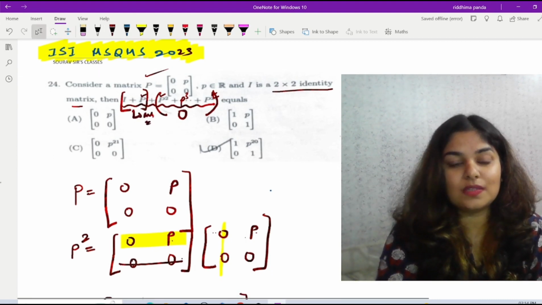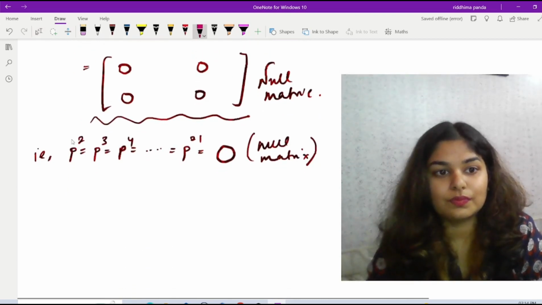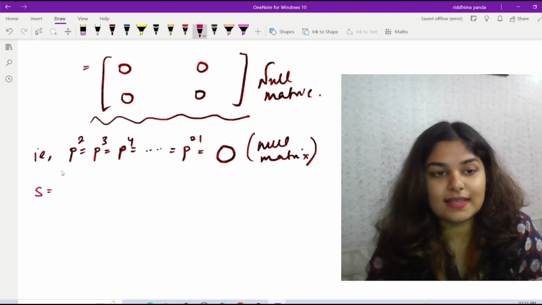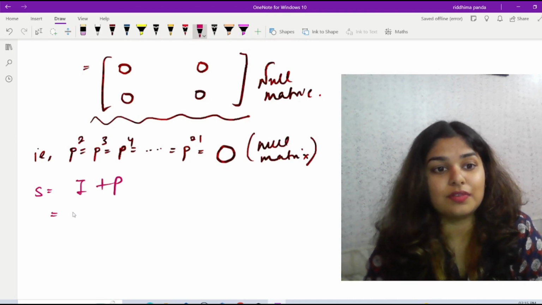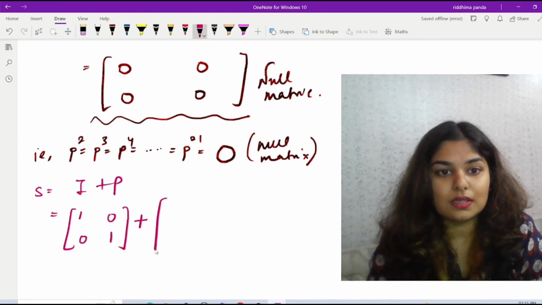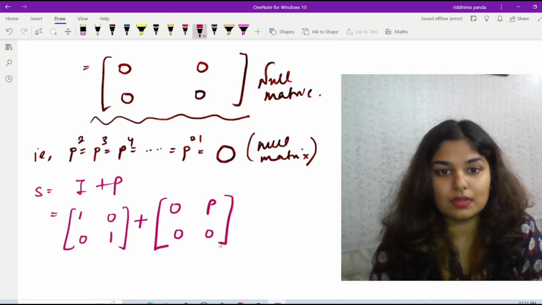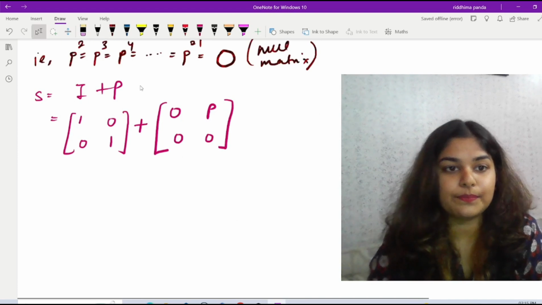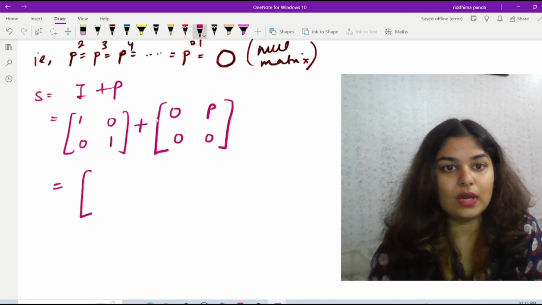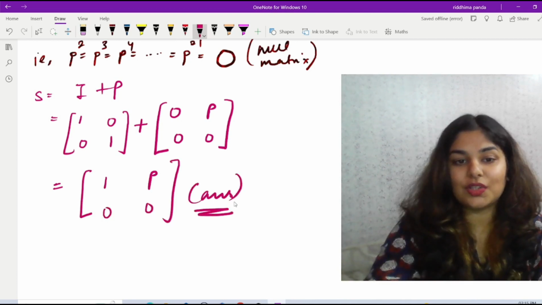So let us find out I plus p. Let us say S is the series, so I plus p. I is our 2 cross 2 identity matrix, so I can write 1 0 0 1 plus, now p that is given is 0 p 0 0. So this becomes 1 plus 0, 1 0 plus p, 0 0 1 plus 0 0. So this is our answer. Let us check the options.